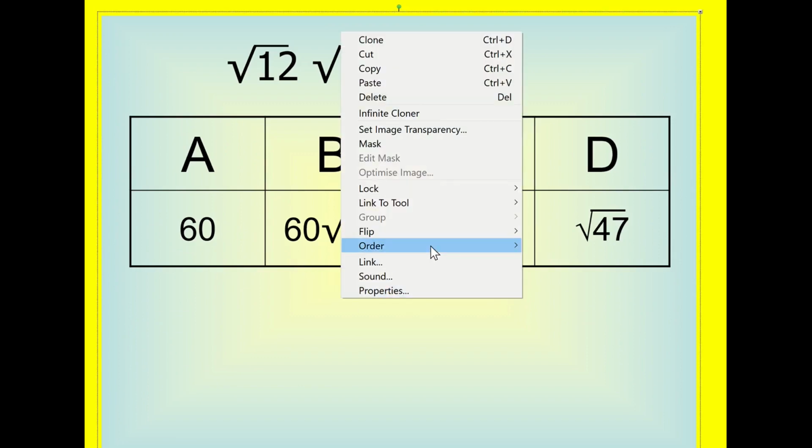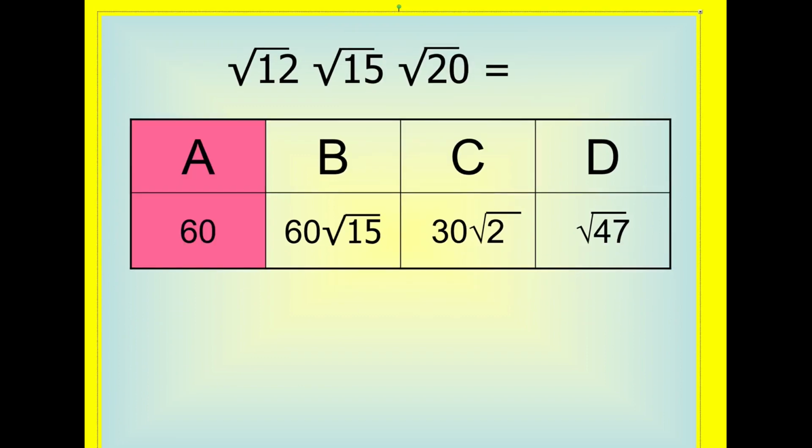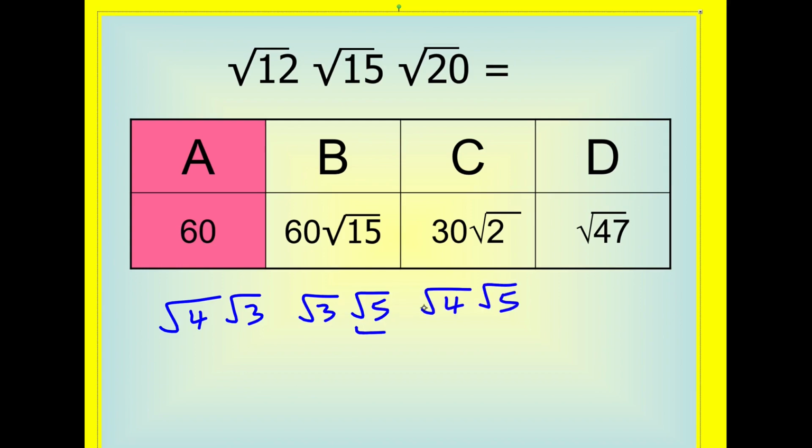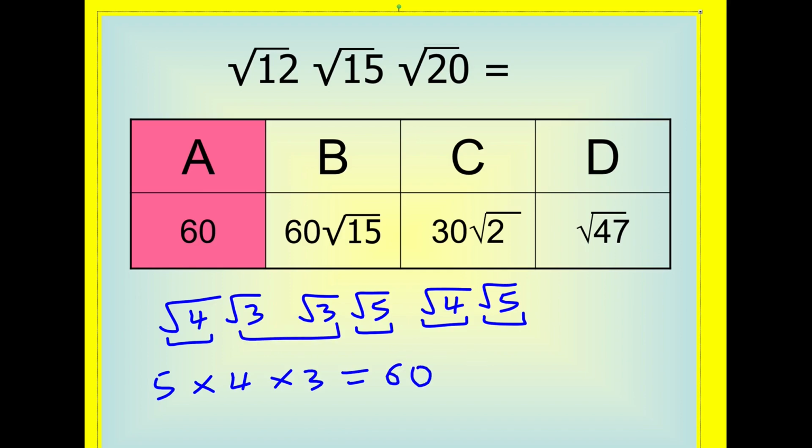So it's one again. The answer is actually 60. So the best way to deal with this is to write it as root 4, root 3, that's my root 12, times root 3, root 5, that's my root 15, times root 4, root 5. And what we see is we've got 5 times 4 times 3, which is 60. So we don't need a calculator for this. We can deal with the surds without.